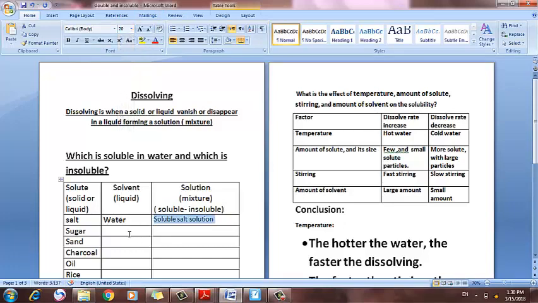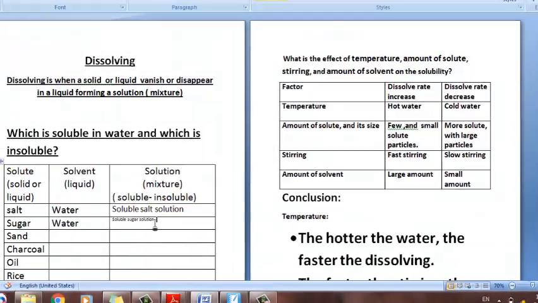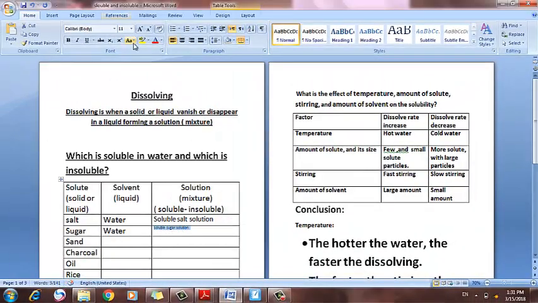Okay, sugar solute, we are going to use water solvent. You will find it a soluble sugar solution.